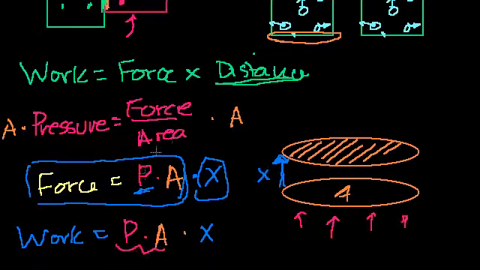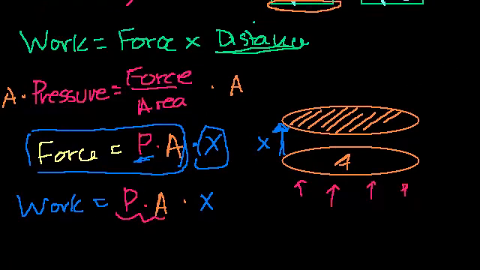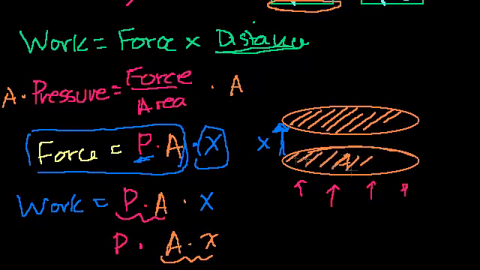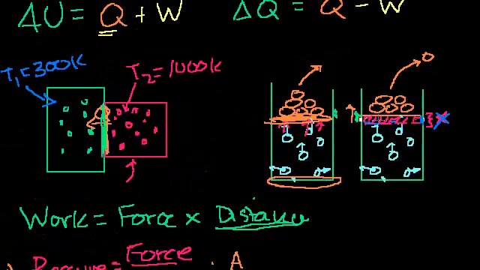Right? Now, we could rearrange this. We could say that the work is equal to our pressure times our area times x. What's this area right here, times x? Well, that's going to be our change in volume, right? We've increased this area times some height, which is some volume. And that's essentially how much our container has changed in volume. When we push this piston up, the volume of our container has increased.